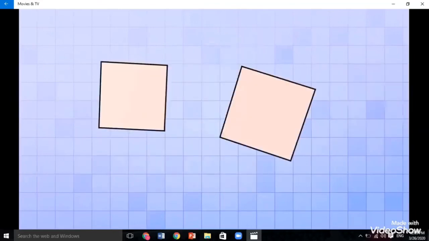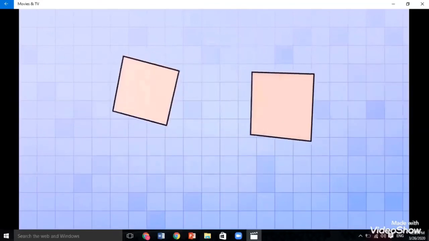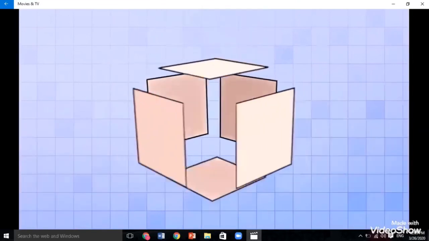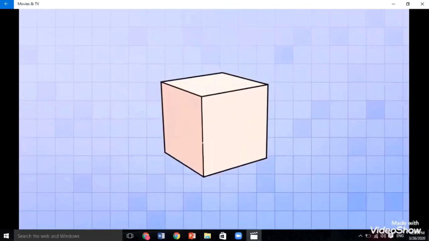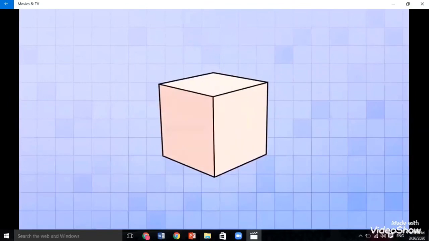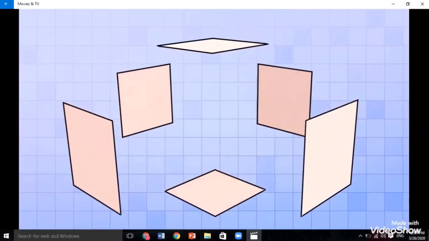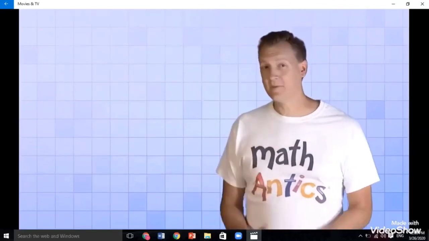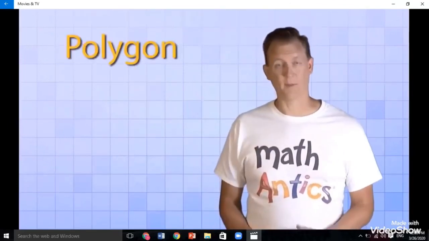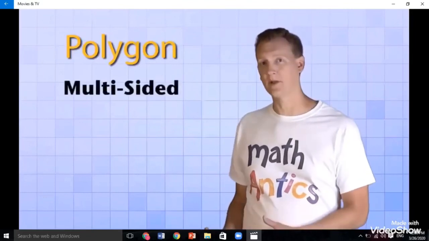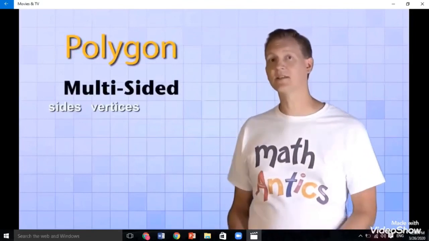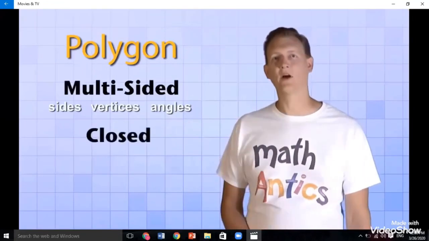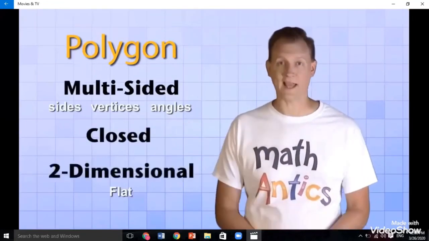And even though polygons themselves can't be 3D shapes, you can use polygons to make 3D shapes, like a box, for example. The box is not a polygon, but each of its flat sides is a polygon. All right then, we now have a specific definition of a polygon. A polygon is a multi-sided shape that has sides, vertices, and angles. A polygon is a closed shape, and a polygon is a two-dimensional or flat shape.